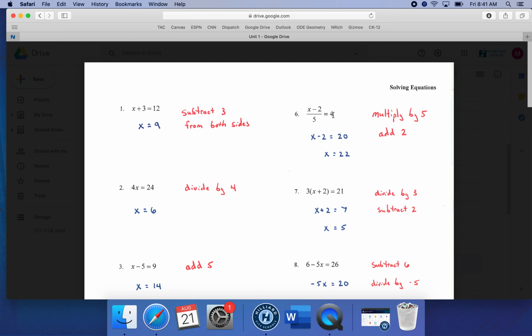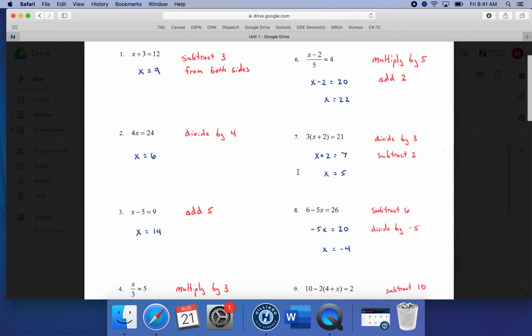What divided by 5 is 4? Well, 20. And then what minus 2 is 20? Okay, 22. Okay, here I'm going to divide by 3 first and get 7, and then I'm going to subtract 2 from both sides and get 5.